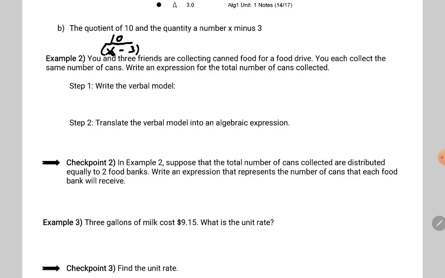You and 3 friends are collecting canned food for a food drive. You each collect the same number of cans. So you could say, we want the total number of cans. So the total number is the number of cans times the number of people.